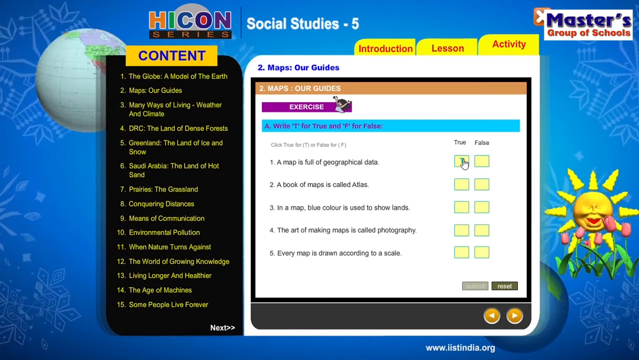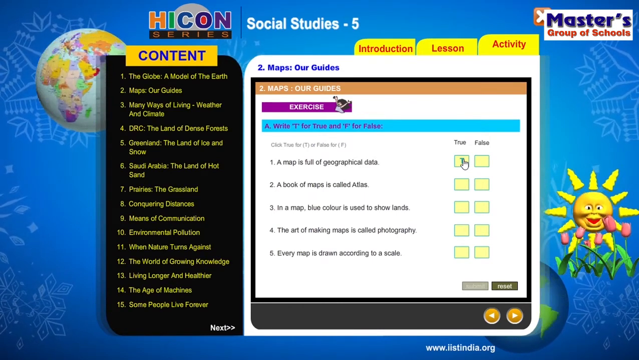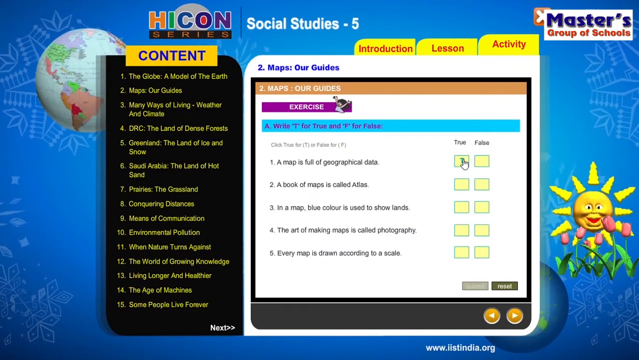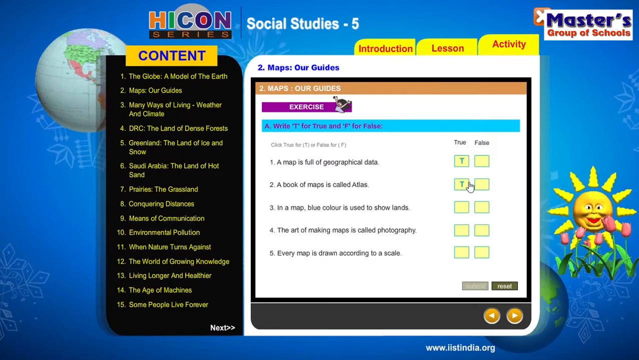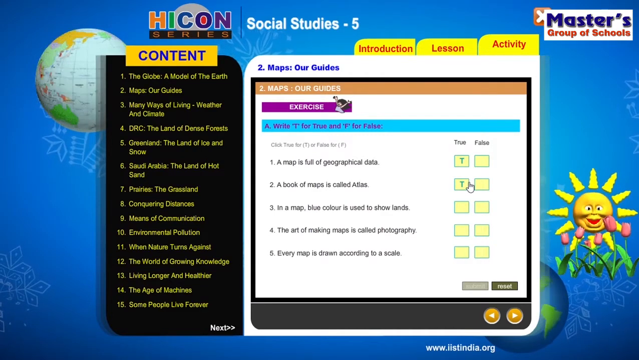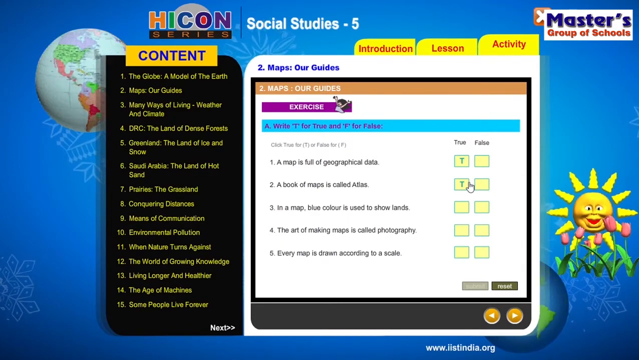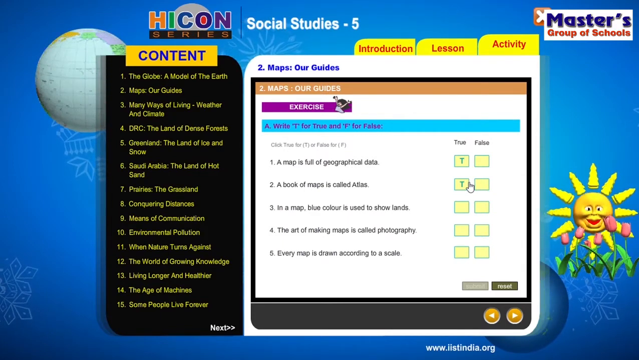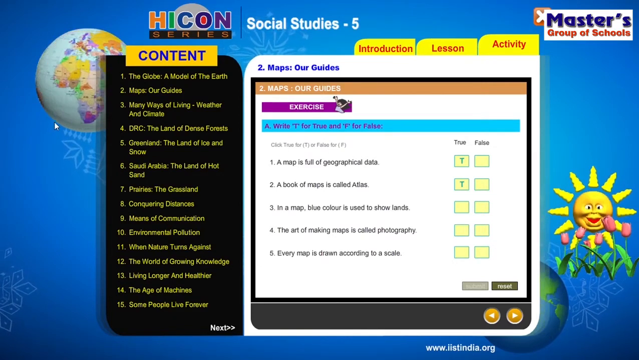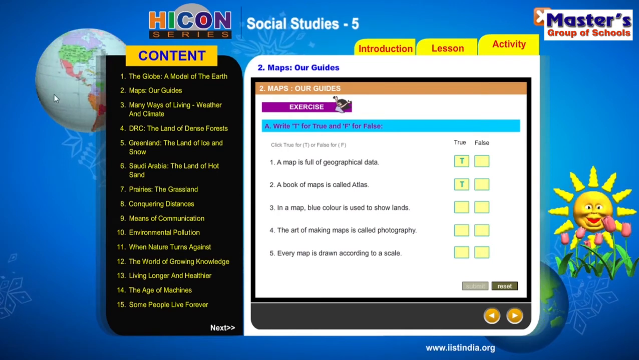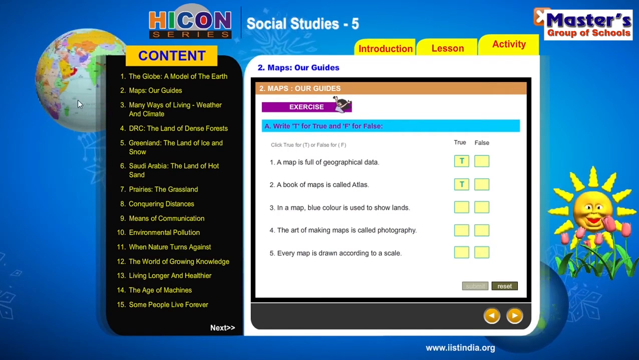True. Different maps are combined together to form a book, and that is called an atlas, isn't it? In a map, blue color is used to show lands. When we look at a map, we can see a vast extent of blue color, isn't it? See, we have a globe here also. What do we use this blue color for? Yes, that blue color actually refers to water bodies, ocean, isn't it?